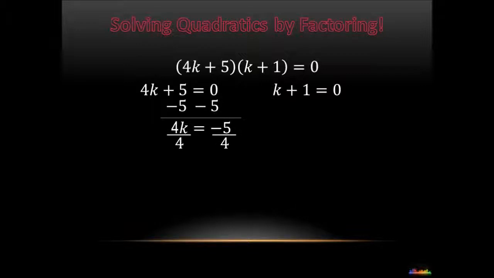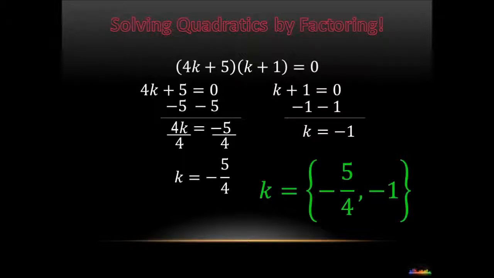And then we divide by 4 on both sides to get k equals negative 5 fourths. For the second one, we subtract 1 on both sides to get k equals negative 1. So our solutions are k equals negative 5 fourths and negative 1.